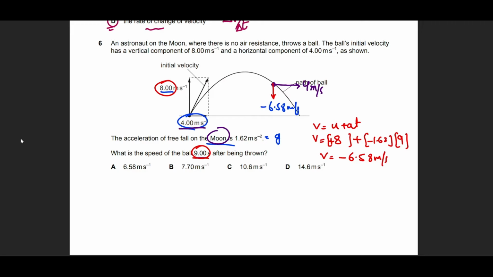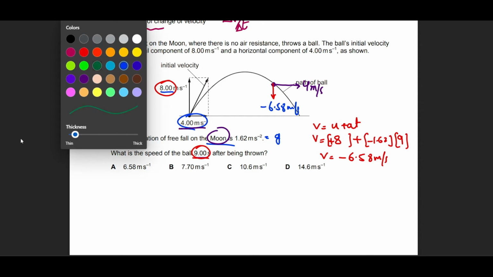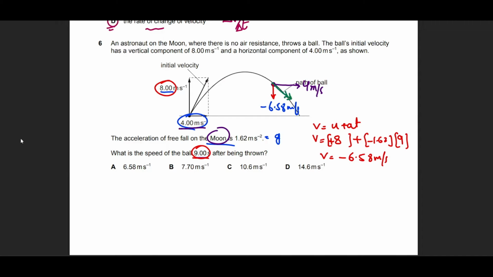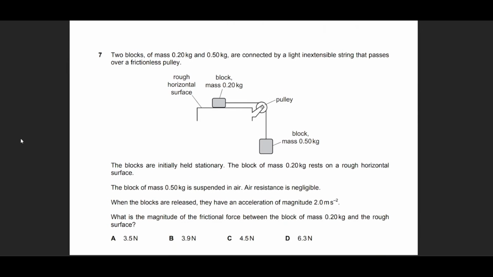All right. Now at this location, I have the velocity. Now I just need to find the resultant, which is going to be somewhere in the center. Using Pythagoras theorem, we can find the resultant velocity as the square root of 4 squared plus 6.58 squared. When you calculate this, the answer comes out as 7.70 meters per second, which is option B. Right? Okay. Question number 7.